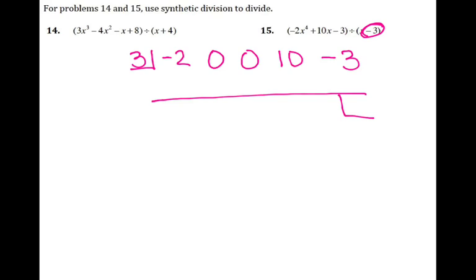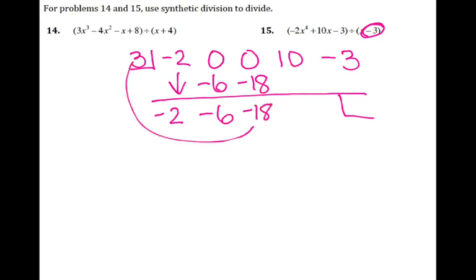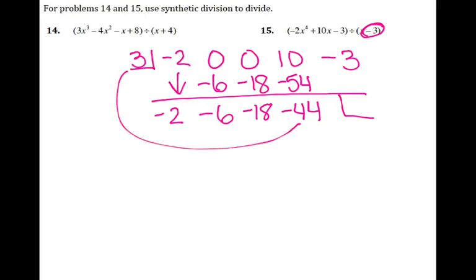Now to run through the synthetic division, your first term goes straight down, so negative 2. Negative 2 times 3 gives us negative 6. Combine. Negative 6 times 3 is negative 18. Combine. Negative 18 times 3 is negative 54. Combine, so that gives me negative 44. Negative 44 times 3 is negative 132. Combine, so I have negative 135. So whatever ends up in this box right here is your remainder, so that's going to be my remainder.